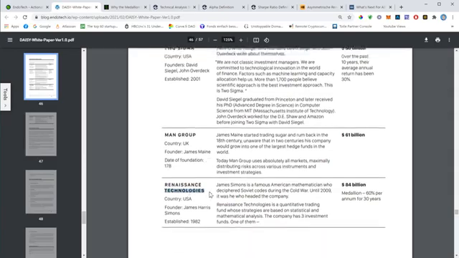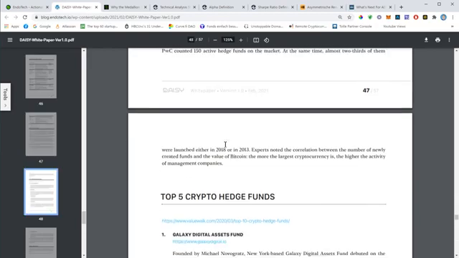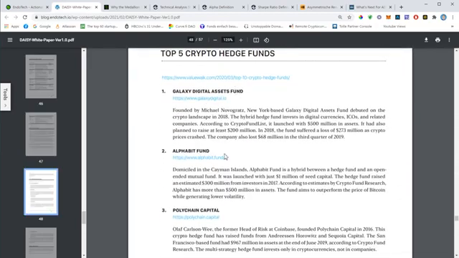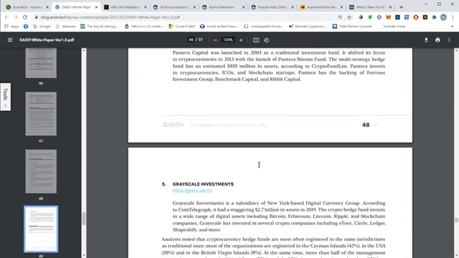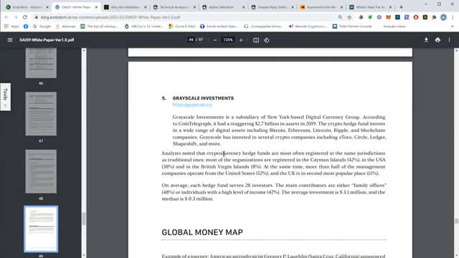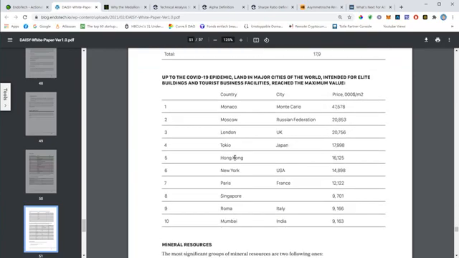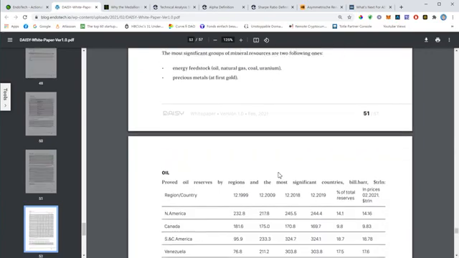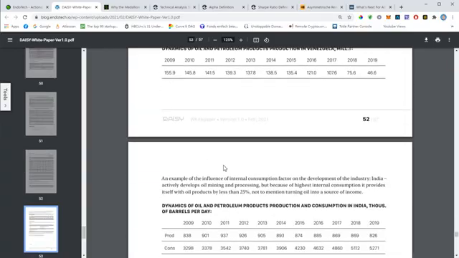Renaissance Technologies, we talked about this one, and then there are crypto hedge funds, Galaxy Digital Assets Funds, Alphabet Fund, and so on. Pantera Capital, Grayscale. I think we all heard about Grayscale. It has a lot of interesting stuff. Apart from the Daisy related stuff, there is a lot of interesting educational stuff that you might want to have a look at.